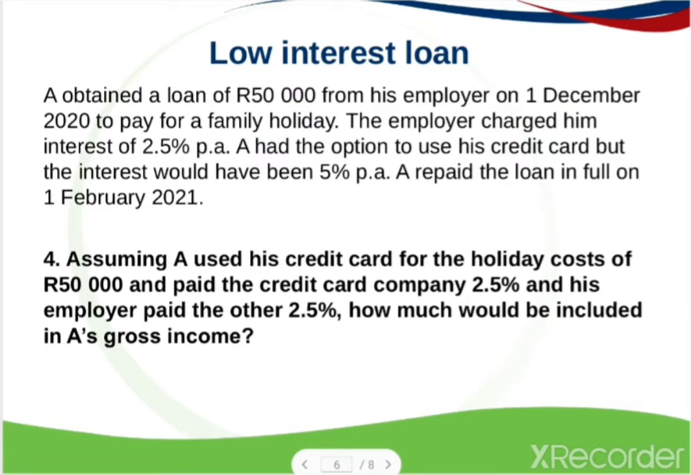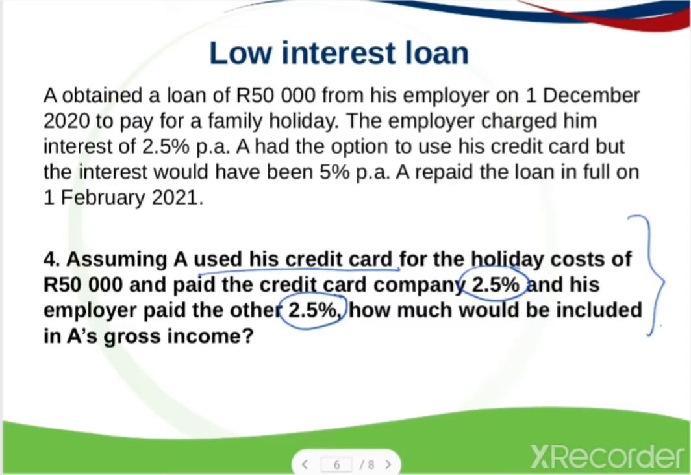Then the last example, the facts stay the same as in number 1, but I'm asking a different question. I'm saying, assuming that A used his credit card for the holiday and paid the credit card company 2.5%, and his employer paid the other 2.5%, how much would be included in A's gross income? When reading this, you should realize that this is now changing the nature of the fringe benefit. A now owes the credit card company. He doesn't owe the employer. And therefore it's changing the nature of the fringe benefits.